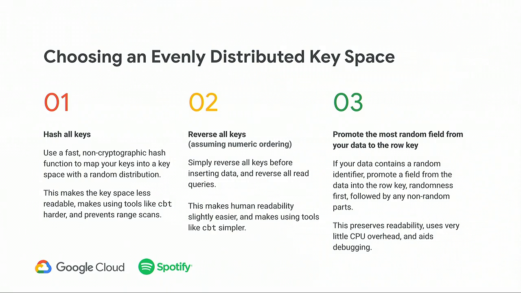Pick a non-cryptographic hash function. Doesn't need to be secure, just needs to be fast. Because the only purpose of this is to distribute this data across the cluster. This works great, and technically, you can do this and you'll get good performance. However, this is not good for a whole bunch of other reasons.